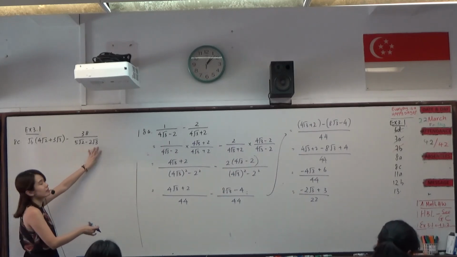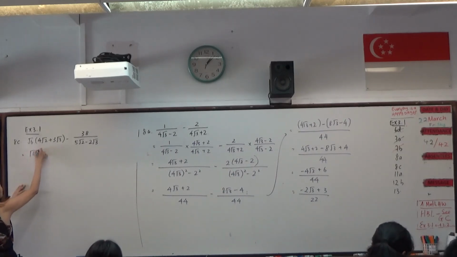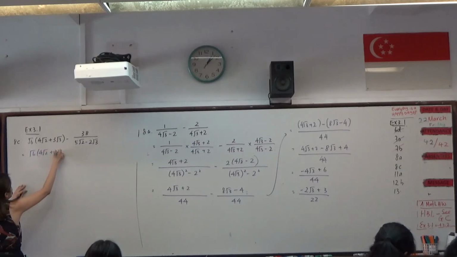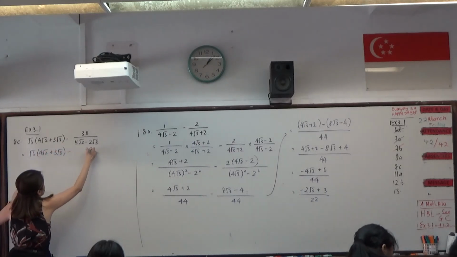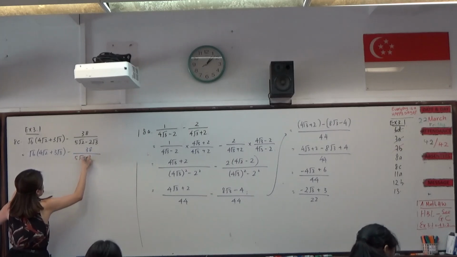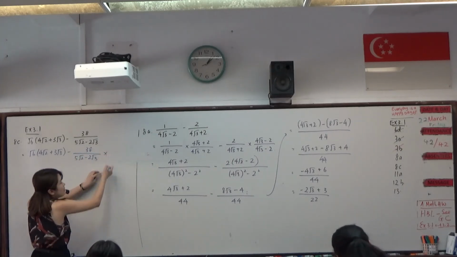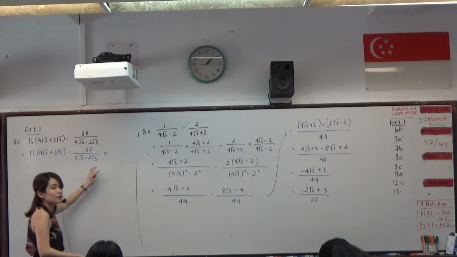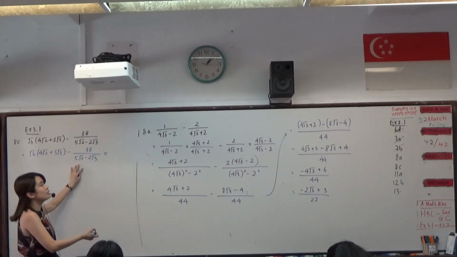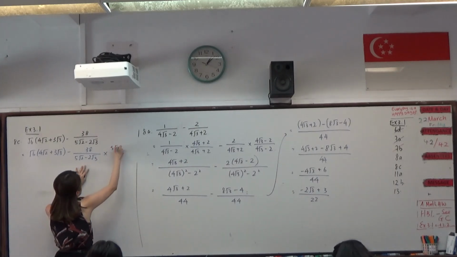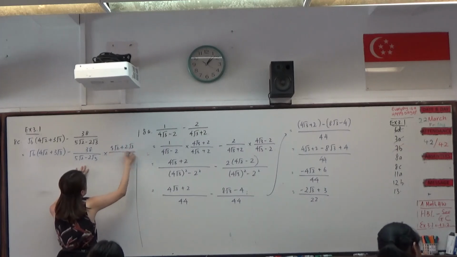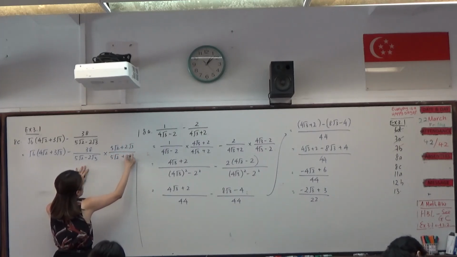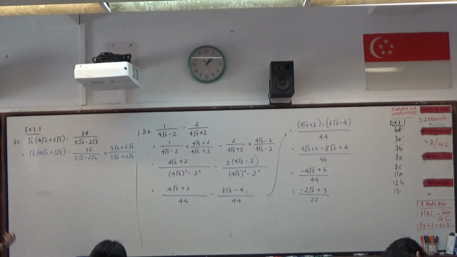You rationalize this one. So this one I keep it first. Okay, so we multiply by what? 5 root 2 plus 2 root 3. So we should be multiplying this, right? Then for this side, if you want to, you could expand it really. Up to you. Yes, Jaden.